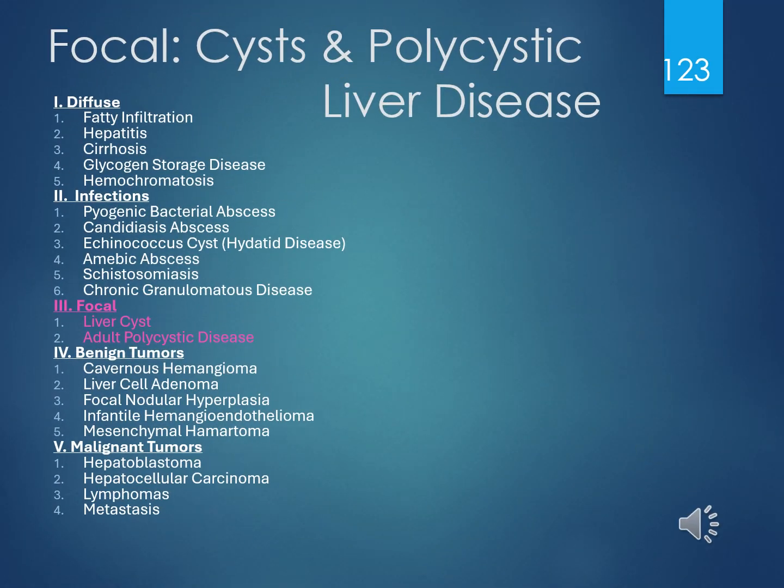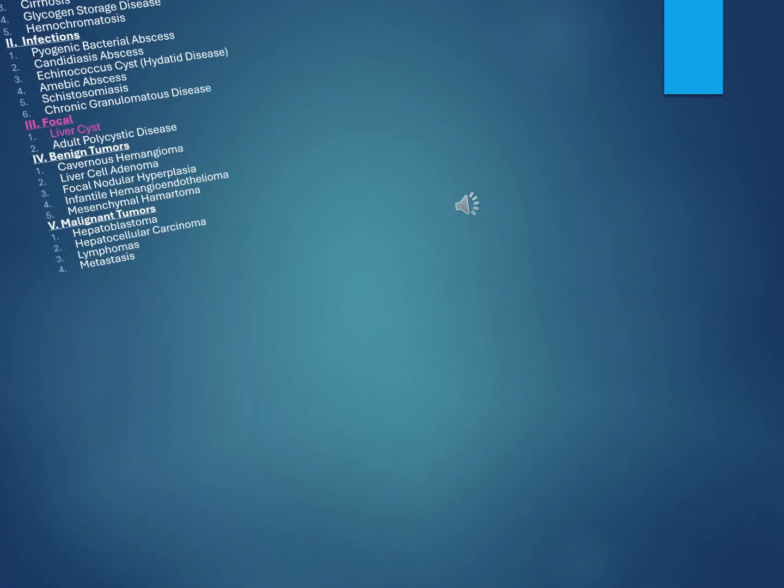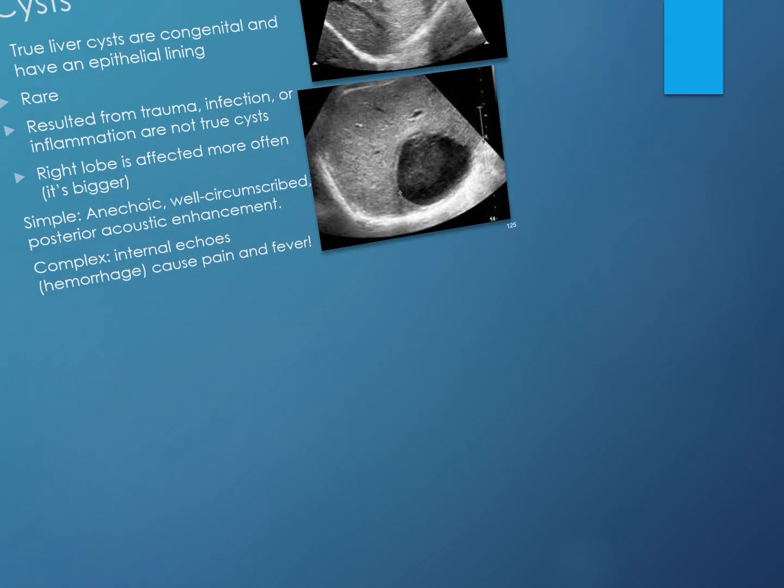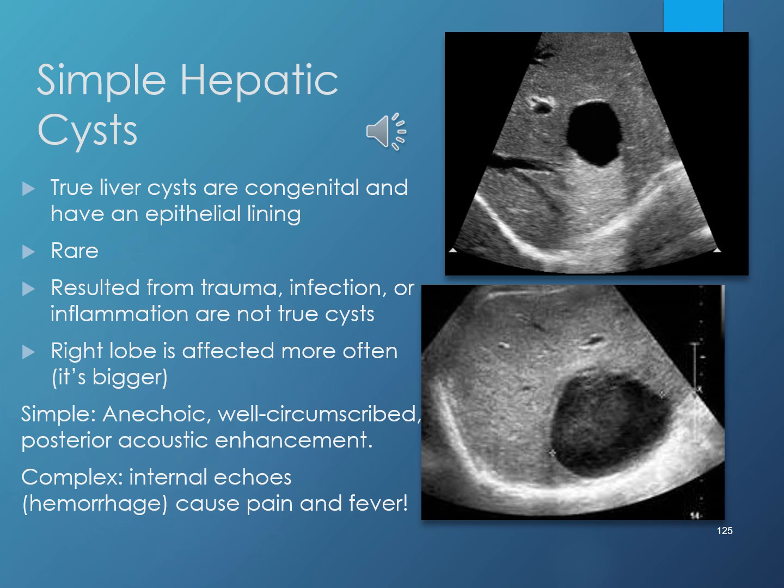There are two focal hepatic lesions that are not otherwise specified: cysts and polycystic liver disease. Focal hepatic lesions, cysts. Simple hepatic cysts. True cysts are congenital, someone's born with them. They're rare and usually solitary. Cystic masses that result from trauma, parasites, or inflammation are not true cysts.